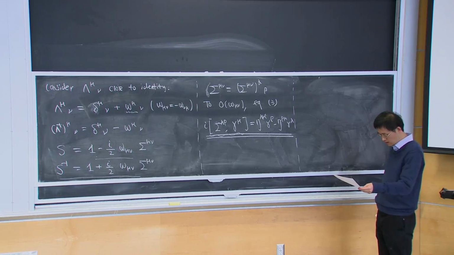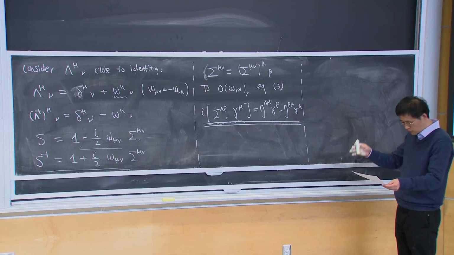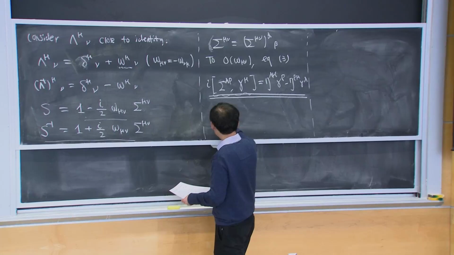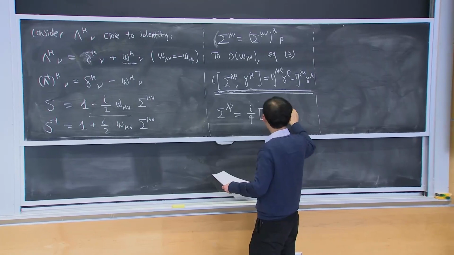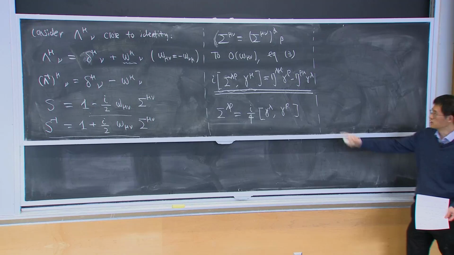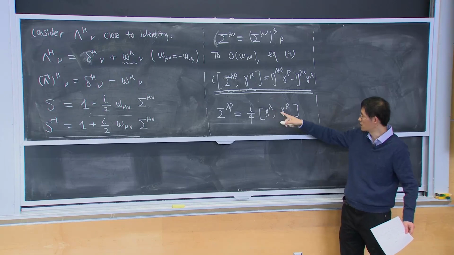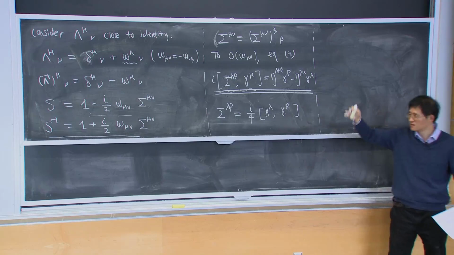And the nice thing, once other people have found the solution, is that you can just check it, okay? So you can check this quantity. This solves the equation. So you can plug this in. This is the commutator of gamma lambda and gamma rho. You plug into that, then you just evaluate these gamma matrices, okay?